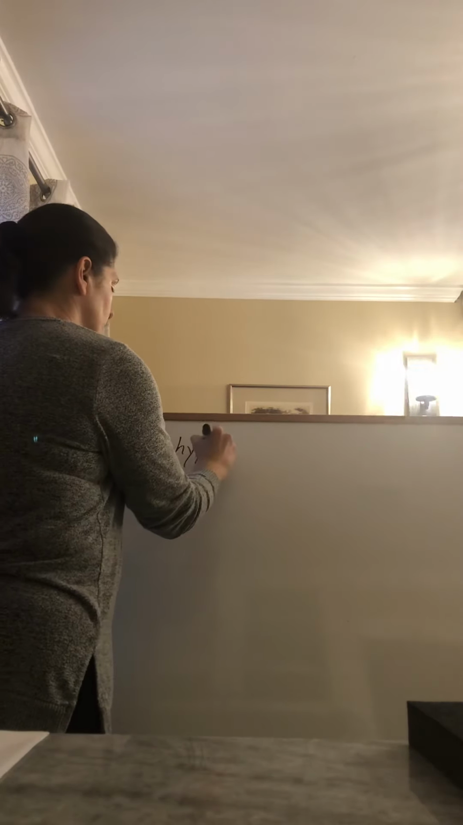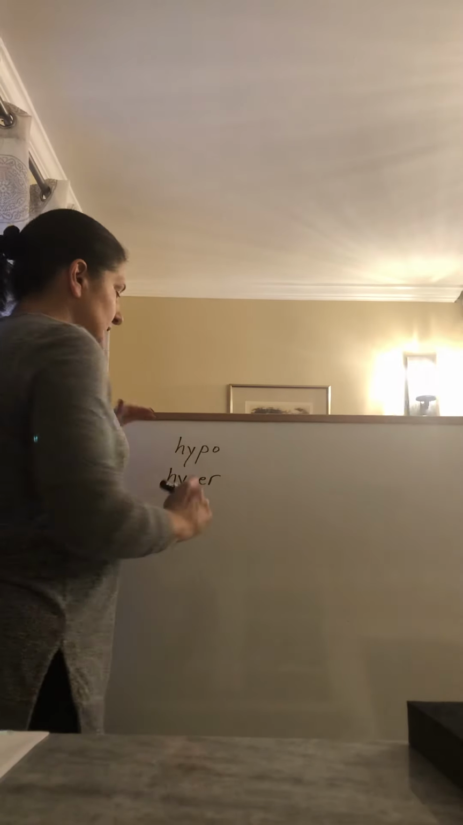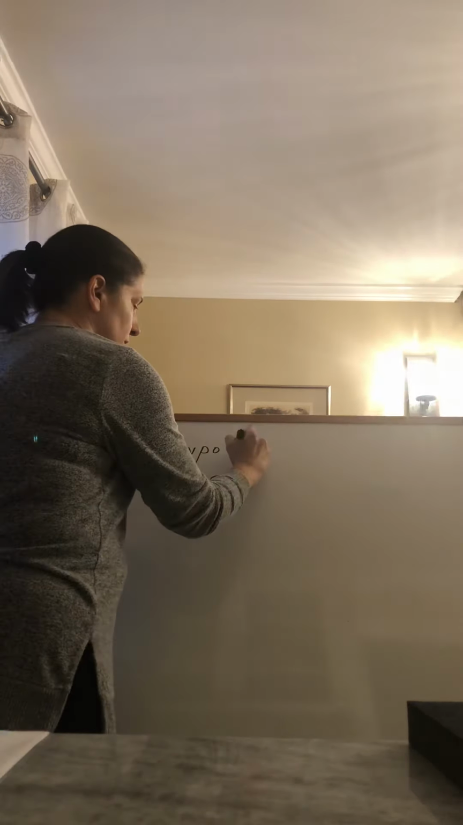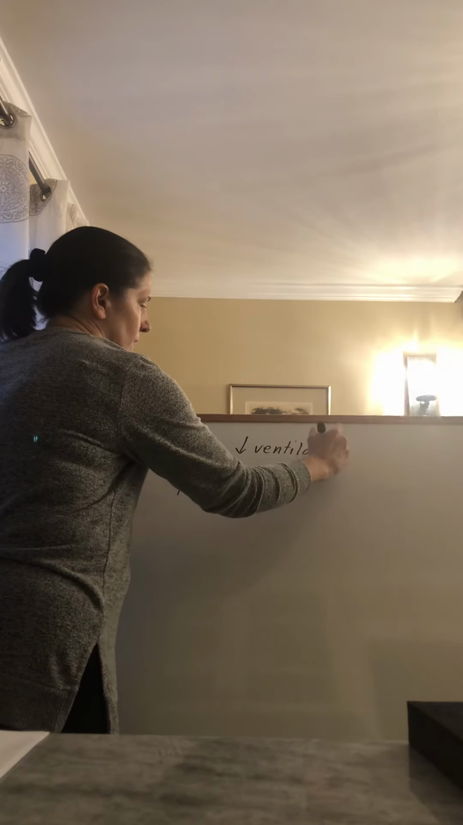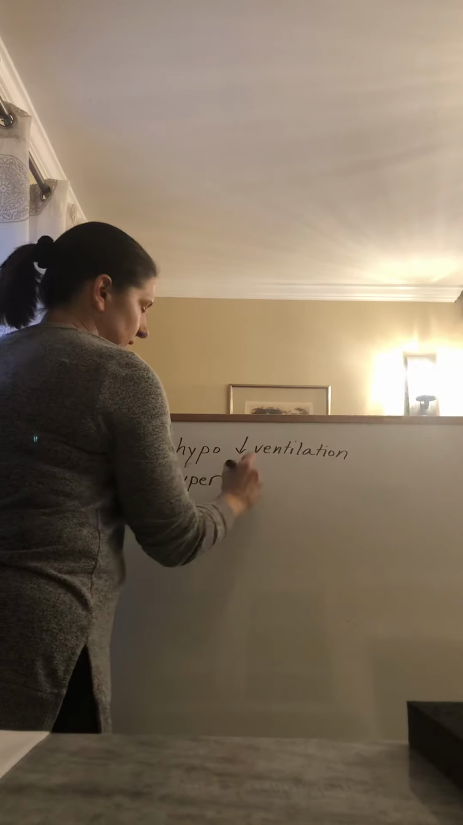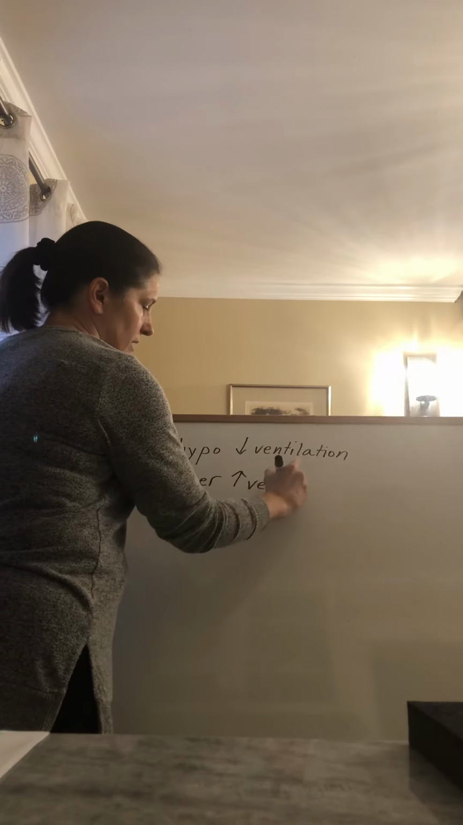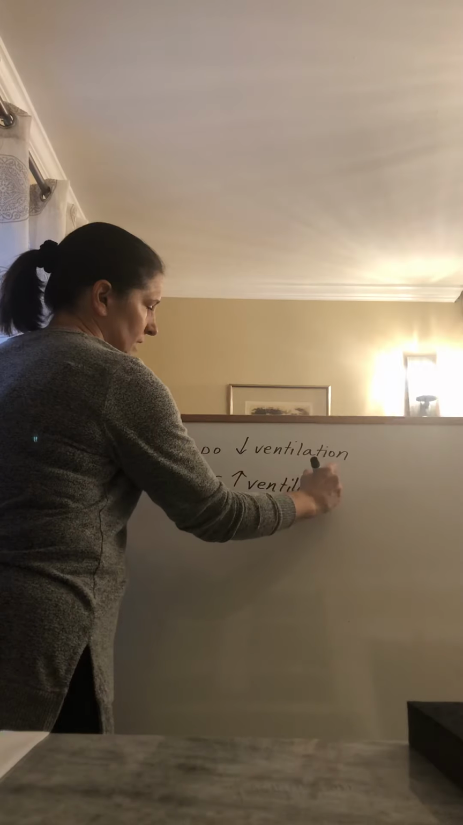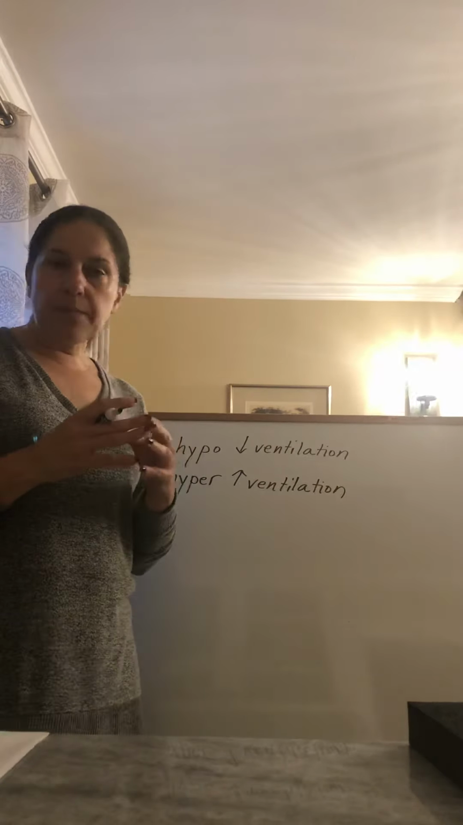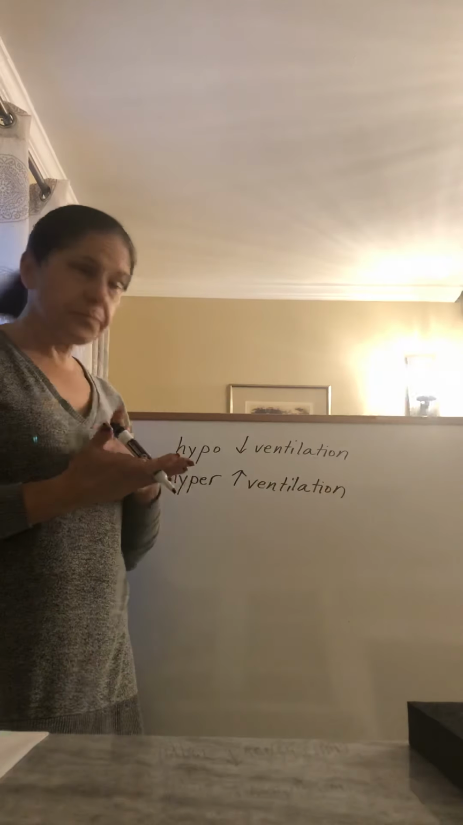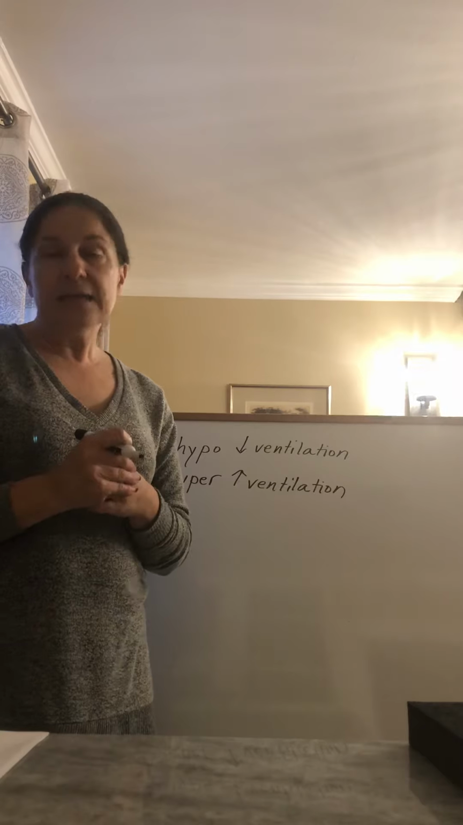So remember, before break we were talking about this. If it's hypoventilating, you have a decrease in ventilation, a decrease in rate and depth of breathing. If it's hyper, we're increasing the rate of breathing, we're increasing ventilation. When we say the word ventilation, we want to remember that we're talking about the flow of air, in this case, over the alveoli.